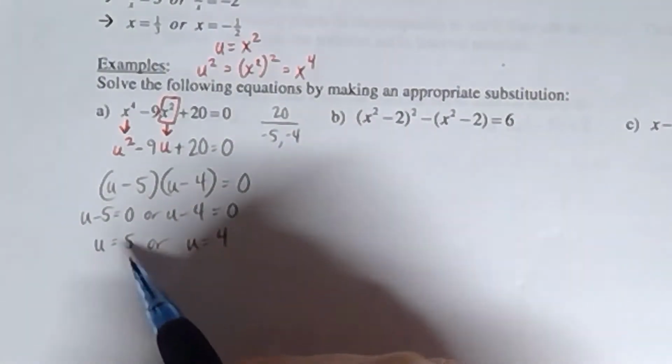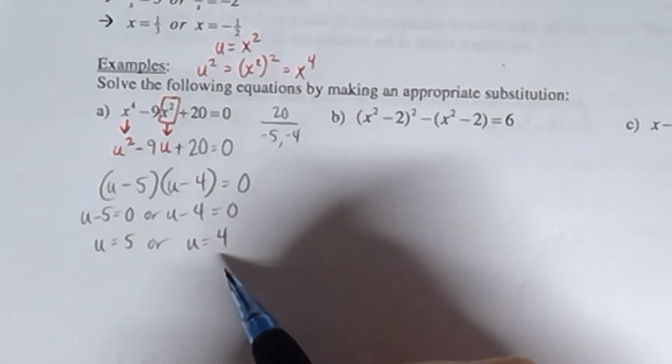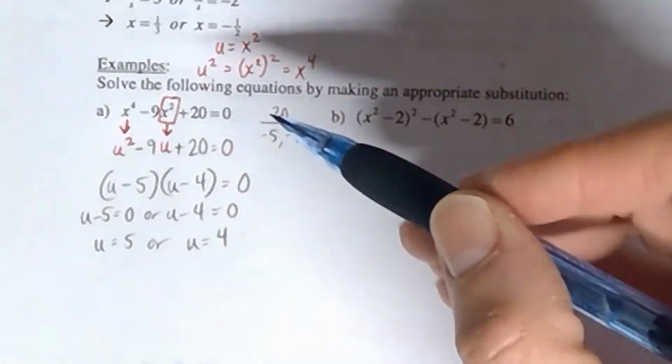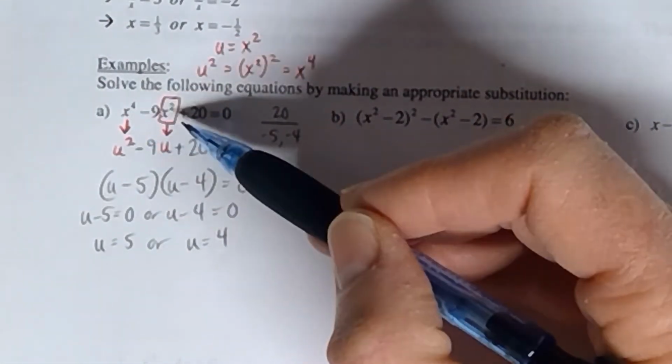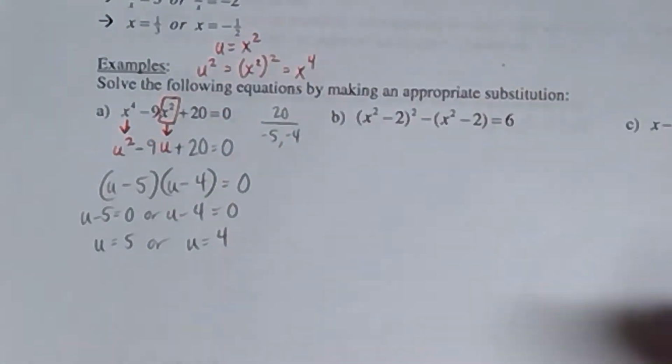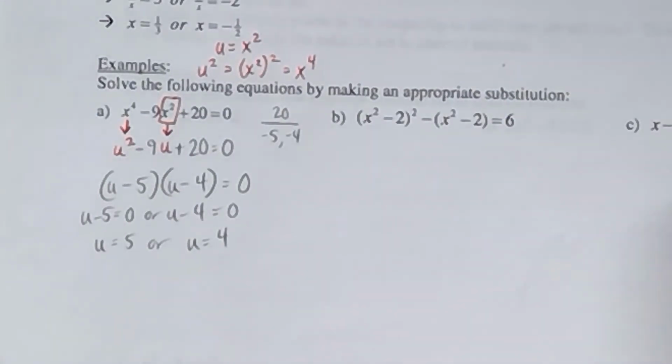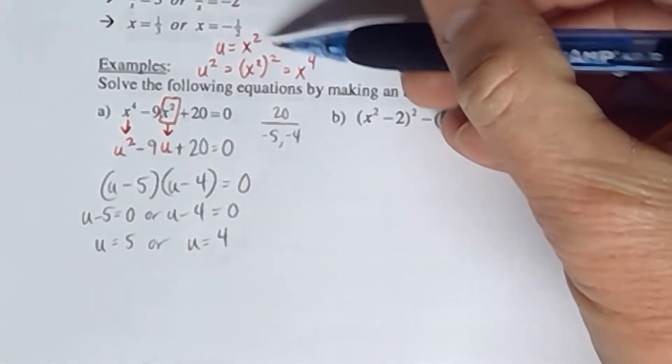We don't care what u is equal to ultimately. It's going to help us, but our ultimate goal is to figure out what the original variable, which is x, is equal to. So here's what you do. You now take these two things that I add up here in red.